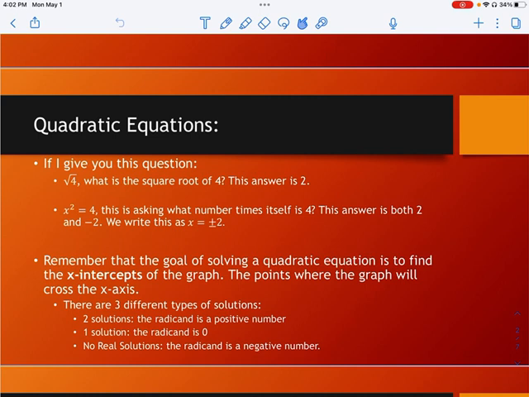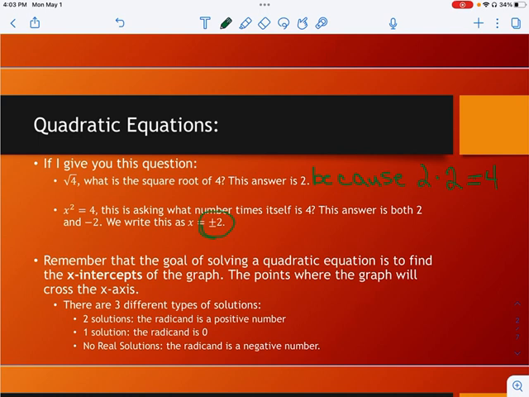Now, first thing I have is if I gave you this question, what is the square root of 4? The square root of 4 is equal to 2 because 2 times 2 equals 4. Now, if I were to ask you x squared equals 4, so in other words, what number times itself is 4, the answer is both a 2 and negative 2. The way that we write that is we put a plus or minus with our number.